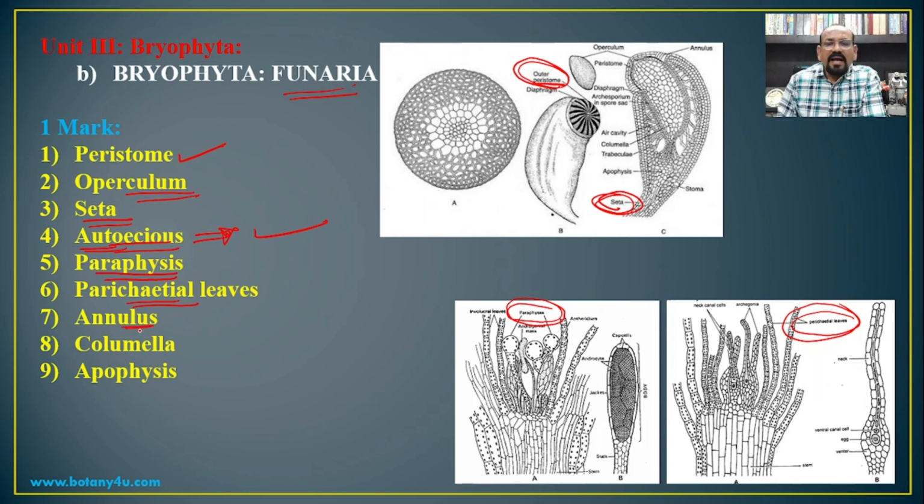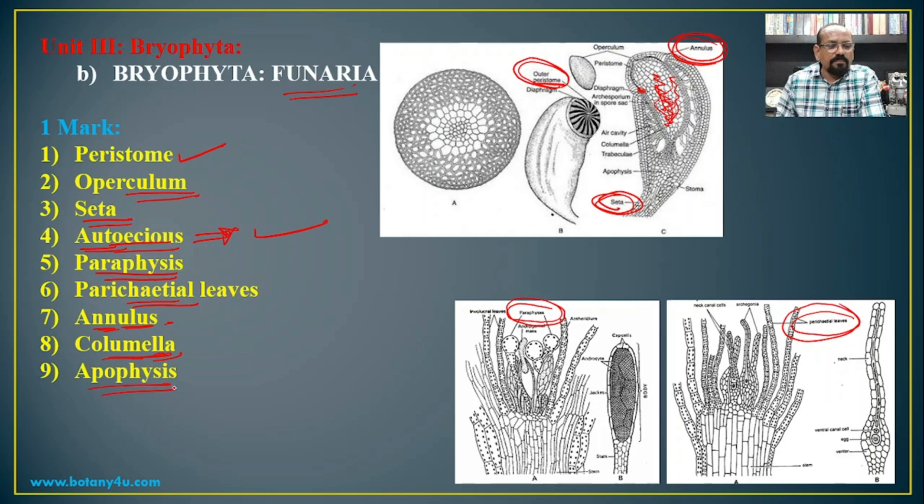Then annulus is a group of cells which is present at the corners of the terminal part of the sporophyte of Funaria and is involved in the dehiscence of the capsule. Then columella again is a central sterile part which is present in the capsule or the sporophyte of the Funaria and is known as the columella.